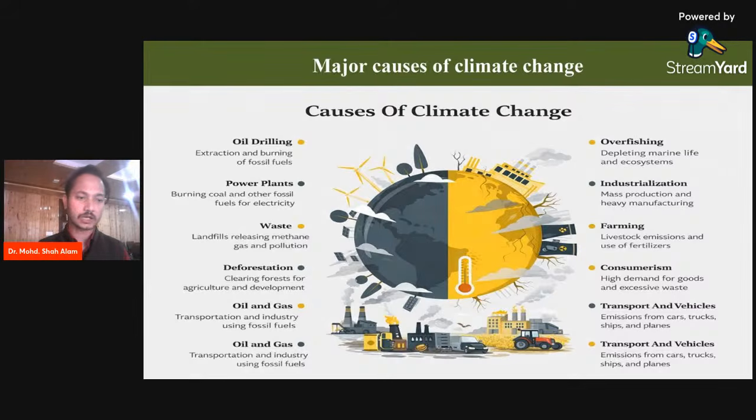The emissions from cars, trucks, ships, and planes also contribute to climate change. The consumption of fuel in two-wheelers or four-wheelers contributes around 70 to 78% of the major carbon monoxide emission into the air.